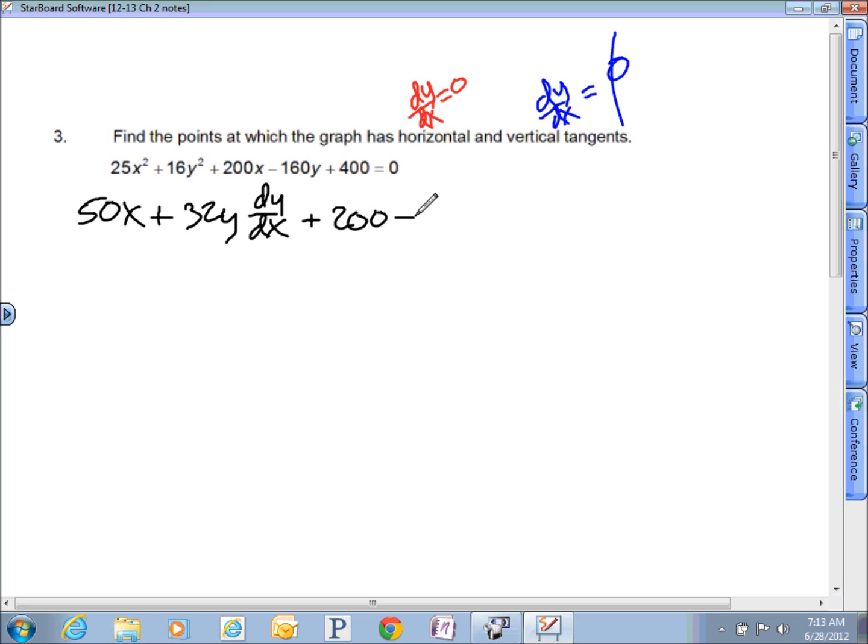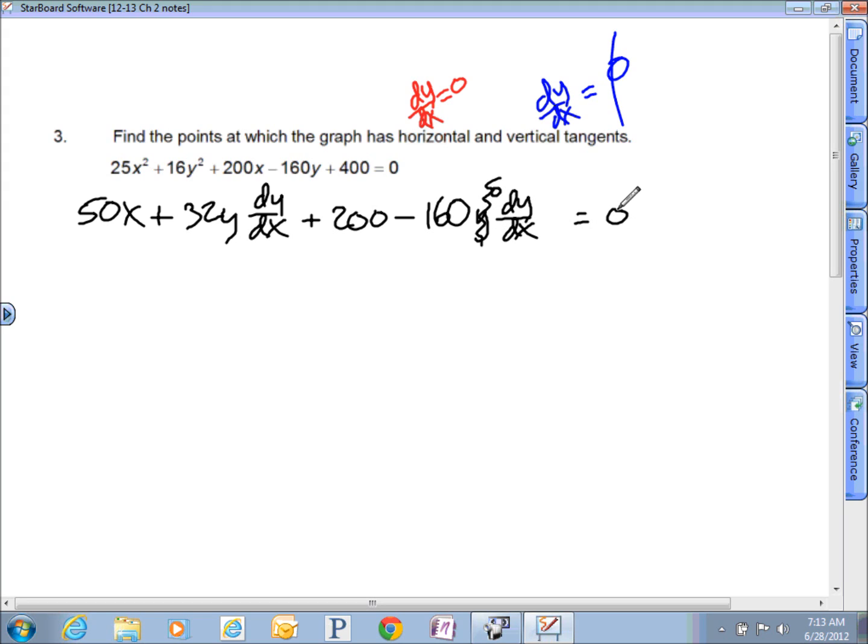When they do the derivative of a negative 160y, they think, oh, derivative of negative 160y is just negative 160. But remember, that's negative 160 y to the first power. You bring the power down and multiply it by 160. Now subtract 1 from the power and then multiply it by the derivative of the inside function. So that y to the 0 is going to drop out of there effectively. And what we're going to end up with then is negative 160 dy dx. Derivative of 400 is 0. And, of course, the derivative of 0 is still 0.